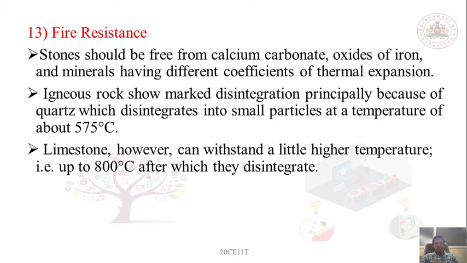So you have to choose the right stone for your right work. If your stone is directly connected to heat or fire, then you have to choose a good quality stone like limestone or above, so that it can withstand the fire.